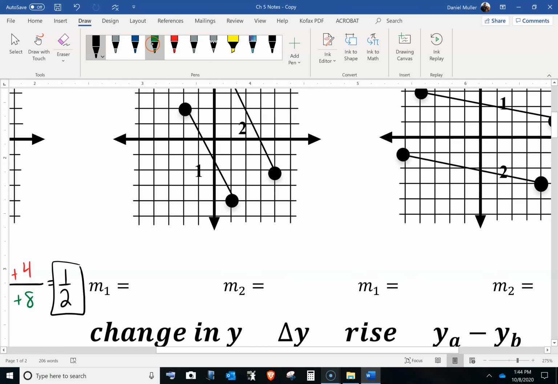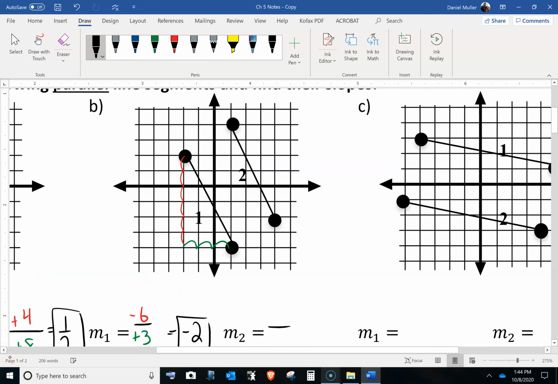Let's start with 1, and start on the left. 1, 2, 3, 4, 5, 6. Because it's heading down, I'm going to go negative 6. And then I have to go right, which is positive 1, 2, 3. Positive 3. Negative 6 over positive 3 is negative 2.